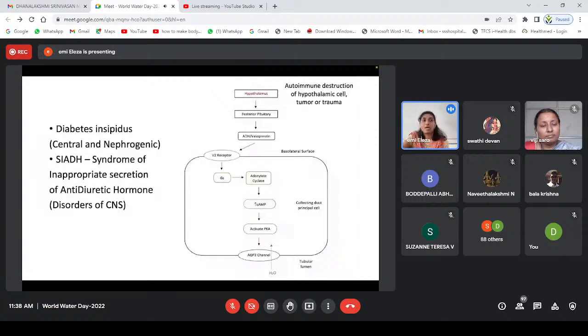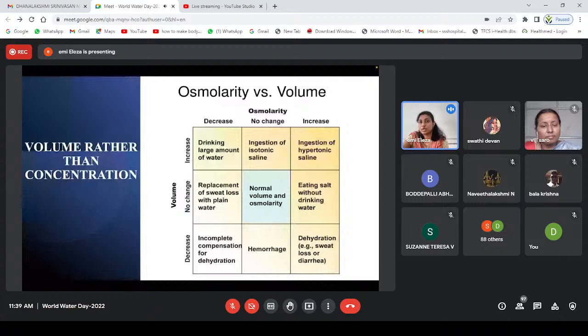Whenever there is a water imbalance, our body tries to maintain the volume rather than concentration. So if we see the osmolality versus the volume, if there is an injection of isotonic saline, there will be increase in volume, whereas there will be no change in the osmolality. Whereas in injection of hypertonic saline, there will be both increase in volume as well as the osmolality. In cases of dehydration, there will be decrease in volume, whereas the osmolality will be increasing.